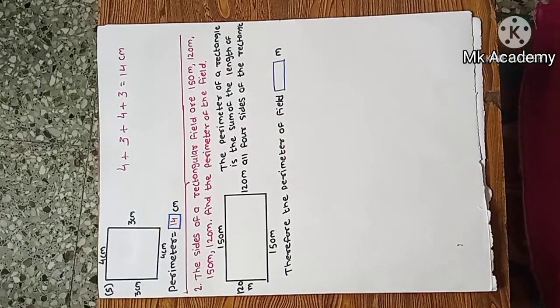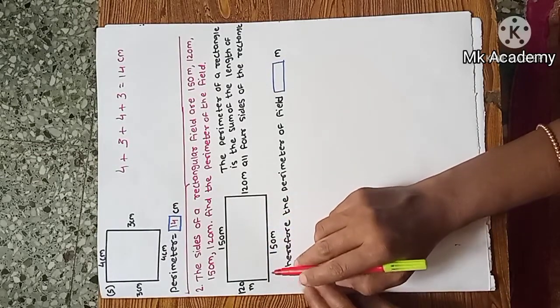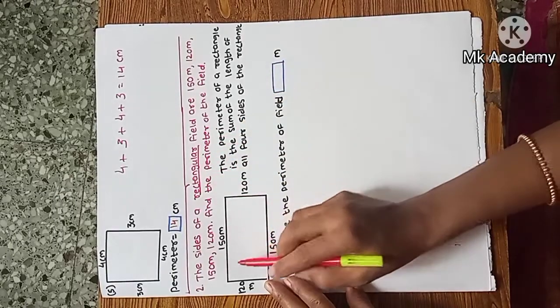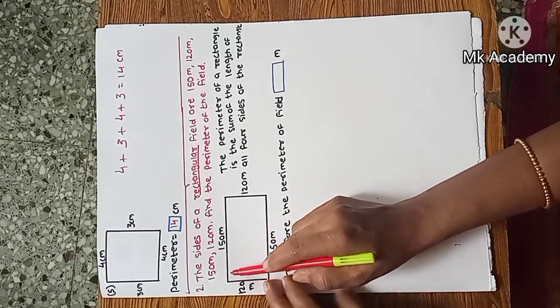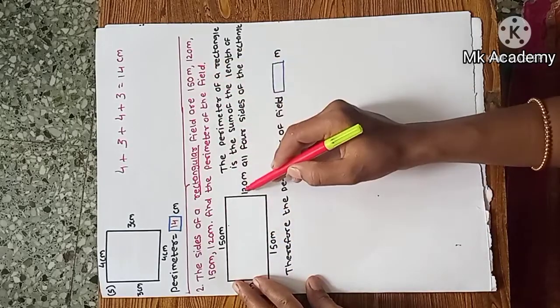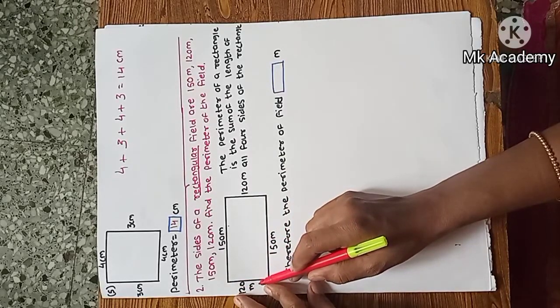Now question number 2. The sides of a rectangular field are 150 meter, 120 meter, 150 meter, 120 meter. Find the perimeter of the field. We have given a field and we are asked what is the perimeter of this field. It is a rectangular field, and the length of each side is 150, then second 120, third again 150, and fourth 120 meter.